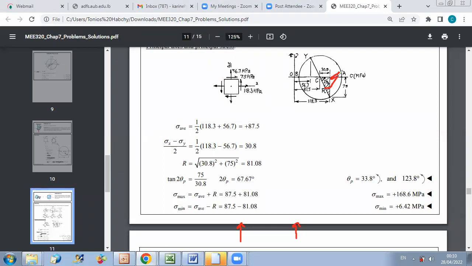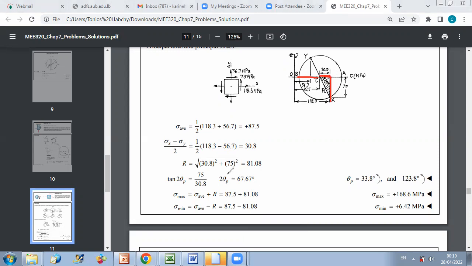I can find now the value of the angle of rotation from xy, from x to the principal axis. So I can get tan of 2 theta p. Tan of 2 theta p is equal from the figure to this distance, which is 75, over the distance here, which is the difference between sigma x and sigma average. So I can find the corresponding distance, which is 30.8, and then I can get my angle theta p.